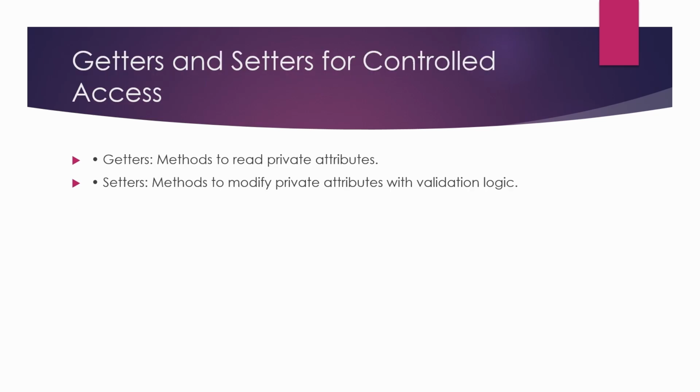To control access to private data, we use getters and setters. Getters allow us to retrieve the value of a private attribute, while setters allow us to modify the value, often with additional checks and limitations to ensure data integrity.